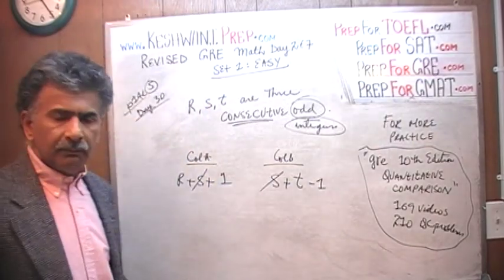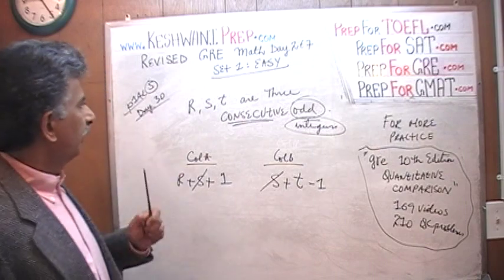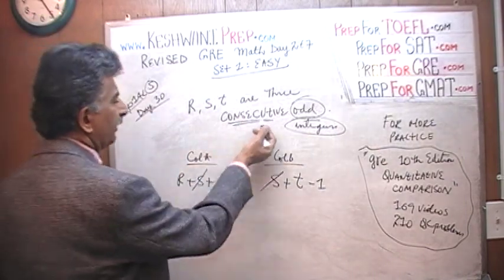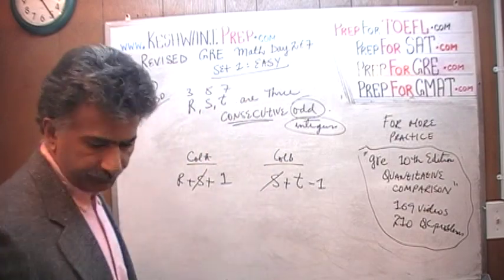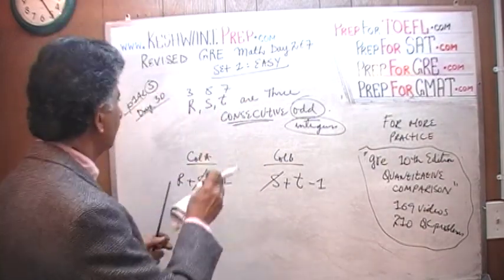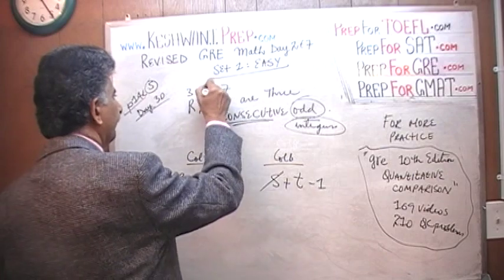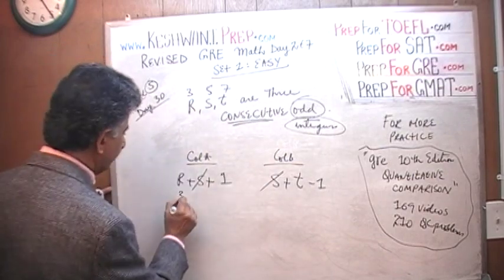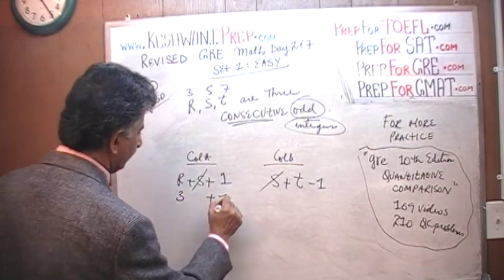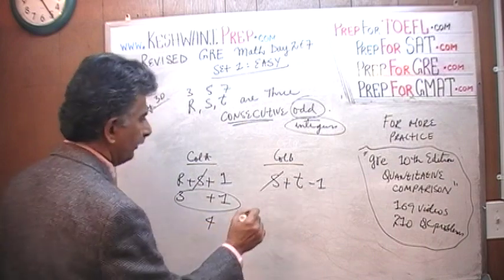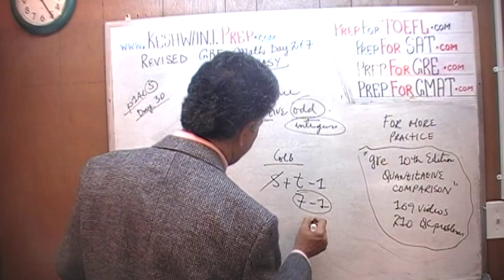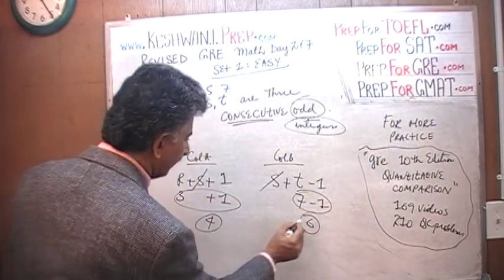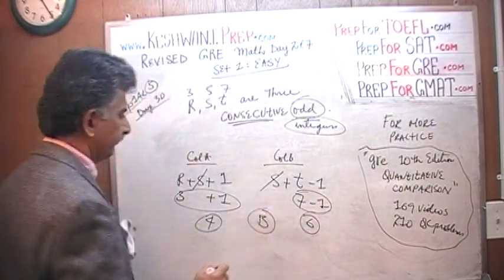So, subtract S from both columns, and now let's plug in numbers here. They have to be consecutive, they have to be odd numbers. How about 3, 5 and 7? 3, 5 and 7 should do the job. So R is 3 plus 1, that gives us 4, and T is 7 minus 1, that gives us 6. And 6 is more than 4, therefore the answer is B.